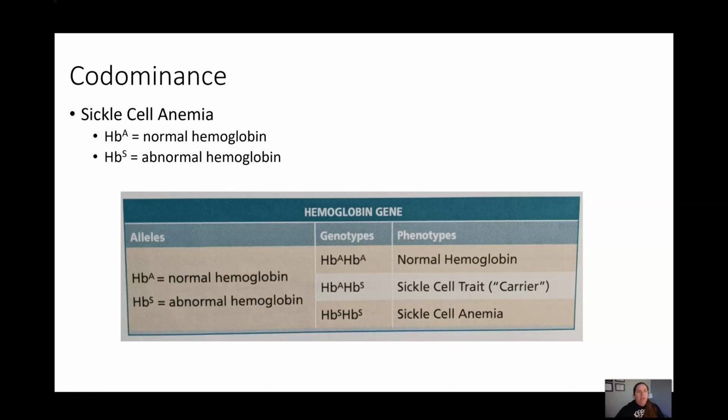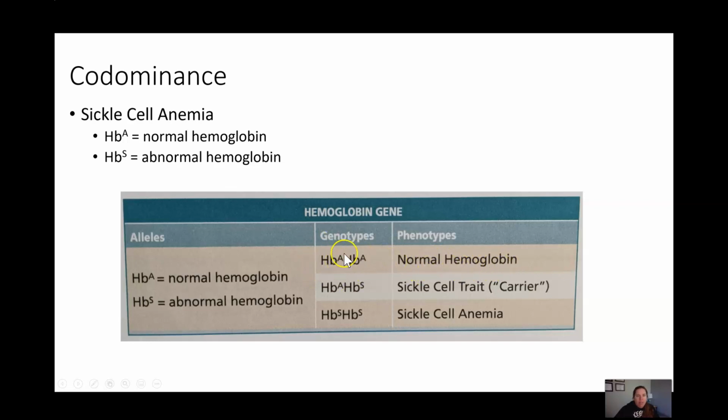Another example of codominance, which is found on page 124 of your lab manual, is the condition of sickle cell anemia. I shouldn't call it a disease because it's not communicable. Sickle cell anemia has 2 alleles, HbA, which codes for normal hemoglobin, and HbS, which codes for abnormal hemoglobin. And so we have these 2 allele combinations. And of course, if we're heterozygous, I can't say dominant because there is no dominance, right? They're co-dominant.